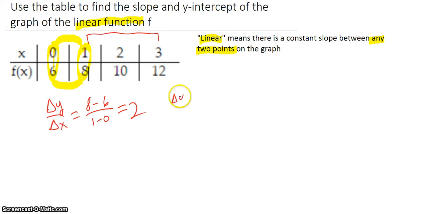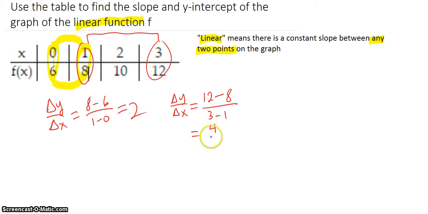So delta y divided by delta x is going to be the difference in the y, 12 minus 8, over 3 minus 1, which is 4 over 2, which is 2. So it looks like it is.